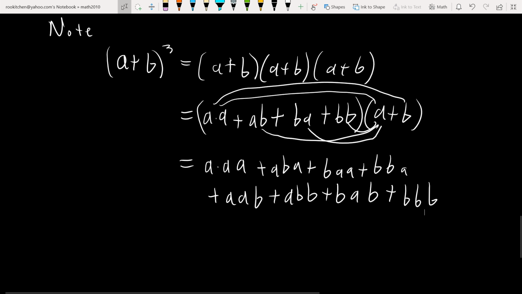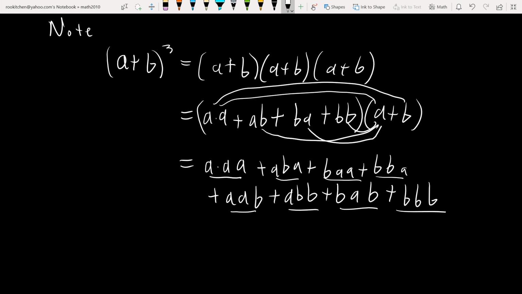Okay, so how does all this connect to probability and counting problems? Well, if you look at what you have here, these individual terms are just all of the different ways of writing three elements with a's and b's, right? So in the first slot, you can either choose a or b. In the second slot, you can either choose a or b. And then the third slot, you can either choose a or b, right?